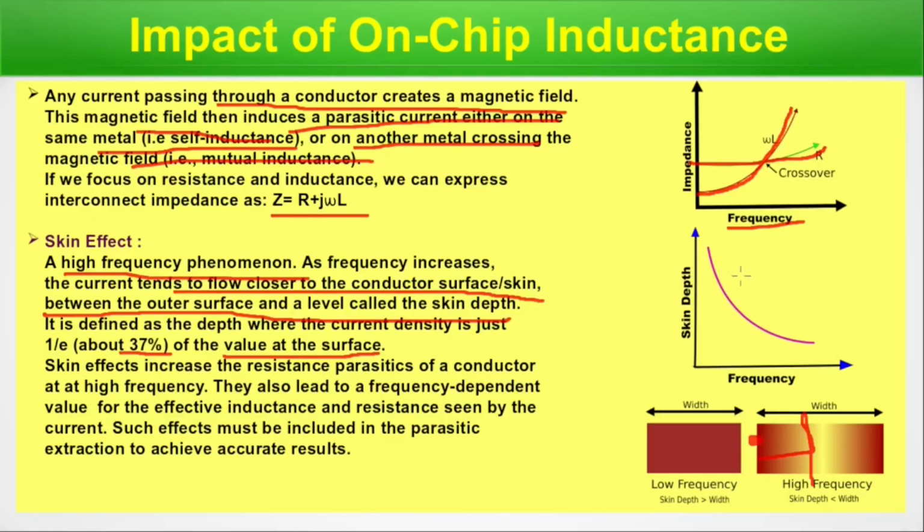And just look at this graph. Skin depth is decreasing with frequency. That means the more the frequency increases, the more the skin depth decreases. So more and more current is concentrated towards the surface. Skin effect increases the resistance parasitics of a conductor at high frequency. It also leads to frequency dependent values for the effective inductance and resistance seen by the current. Such effects must be included in the parasitic extraction to achieve accurate results. So skin effect not only increases the resistance parasitics of a conductor, it also changes the effective inductance and resistance seen by the current. Here we are done with this slide, and let's move to the next slide.